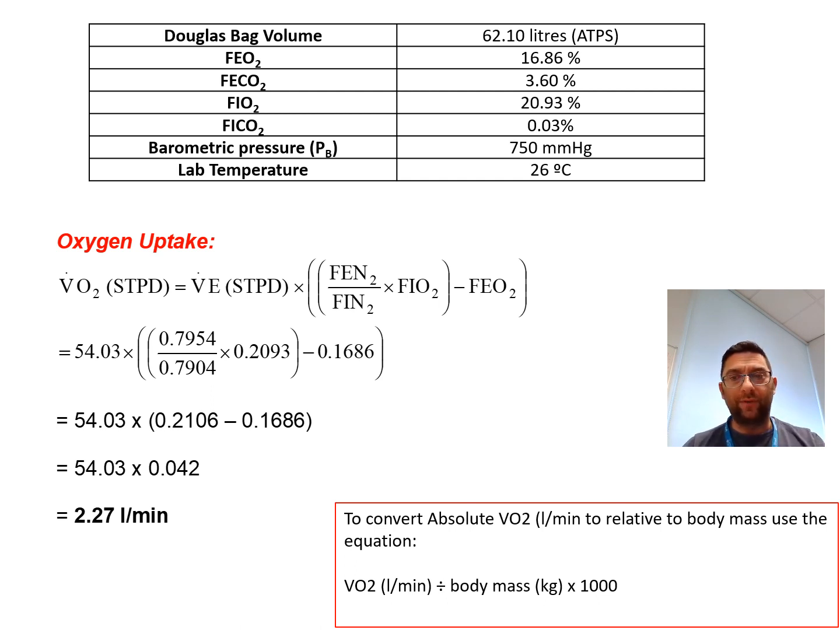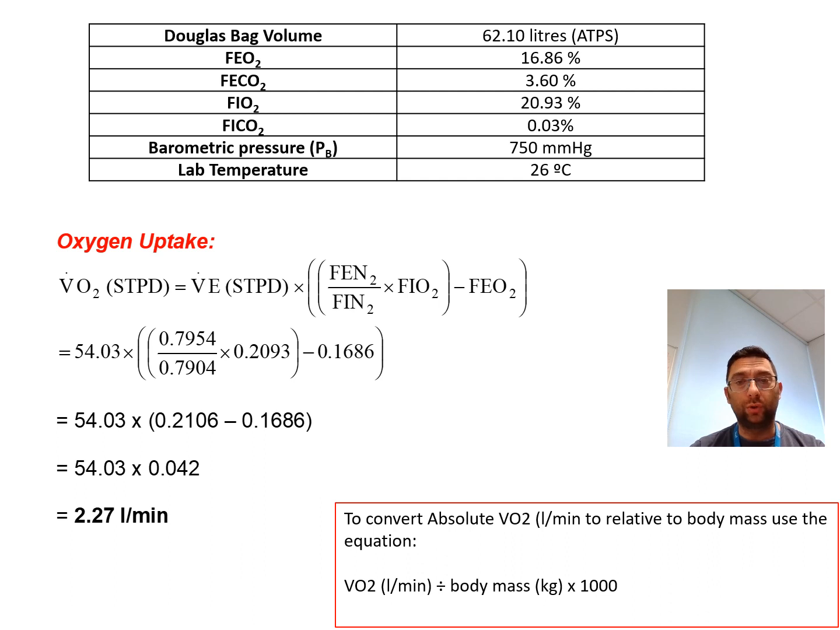As I said before, all values have to be converted to STPD. Values up here that we've recorded from that bag are the same, but this time you'll notice N2, nitrogen values, are involved. The first thing to say is we don't directly measure nitrogen. We calculate it from the fact that we're only measuring oxygen and CO2 in the gases expired in the Douglas bags, so in the expired air.